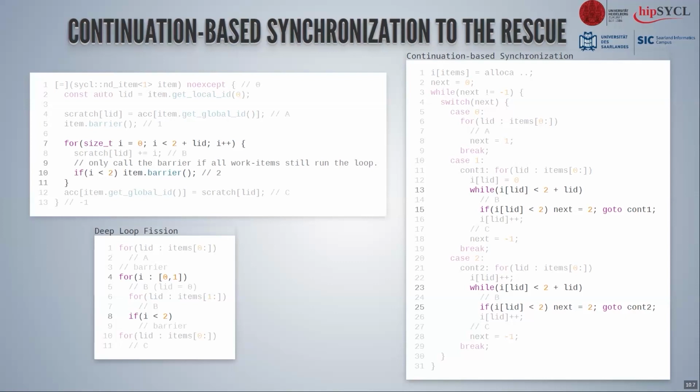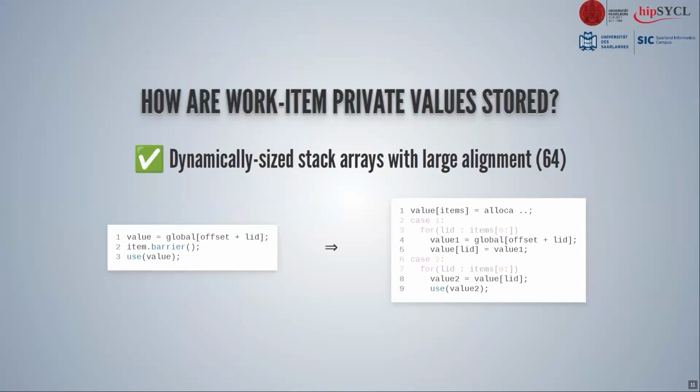So with the base information out of the way, let's have a look at how we can make sure that this all actually works and is even faster. This is just one example of optimizations that need to be done. There is a bit more in the paper, if you're interested. So one of the things that arise is that work items can have private values. For example, here on the left, you see a value that is read from global memory. And if we have a barrier between the definition of this value and the use of this value, we need to somehow retain the information for every work item.